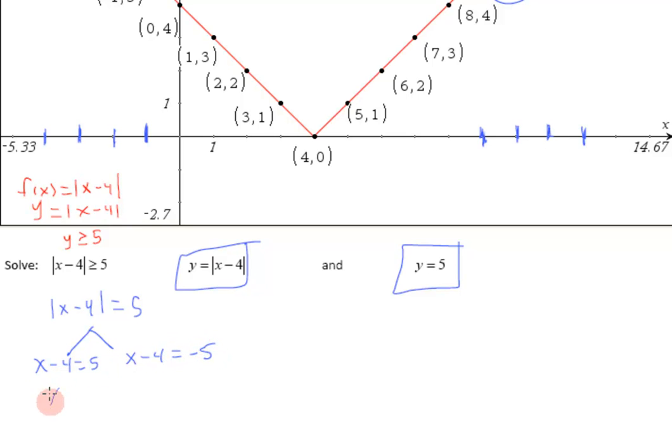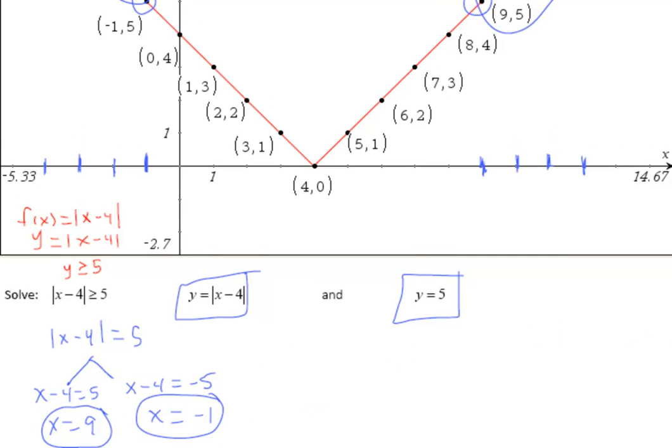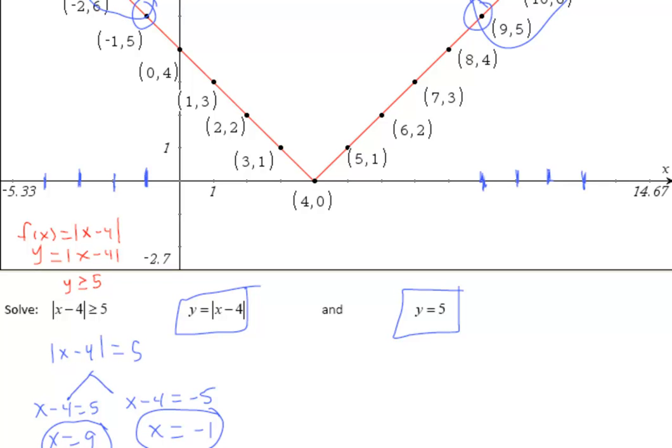And then I add a 4 to both sides. Here I have x equals 9 and x equals negative 1. So these are the two spots that if you put 9 into this equation, you will get exactly 5, right? If you put negative 1 into this equation, you will get exactly 5. 5 equals 5. So negative 1, 5, and 9, 5, and they are on my board here. Right there. Squeeze it in there. Okay, now I have those 2 points where it's equal to.